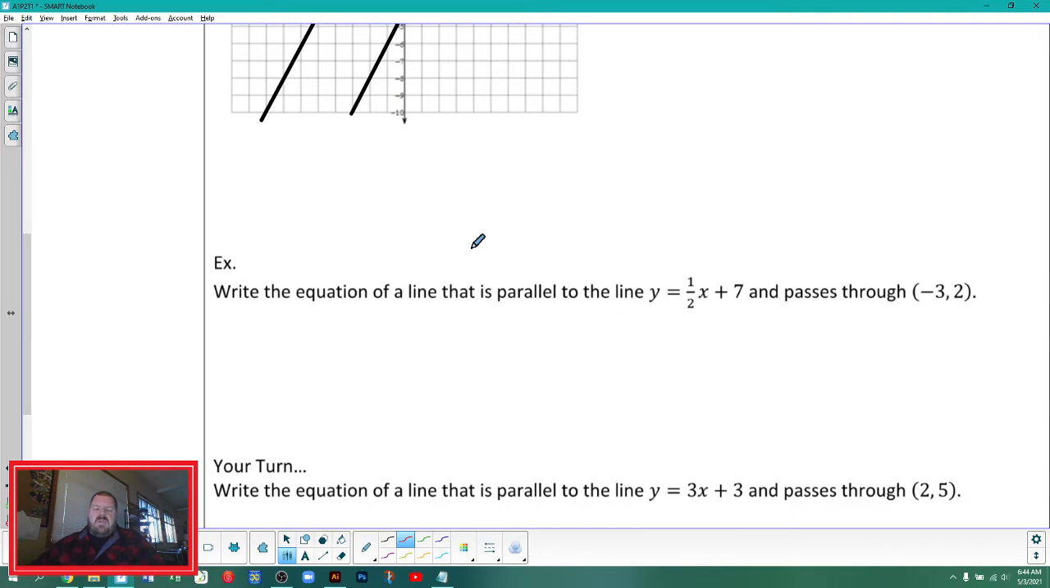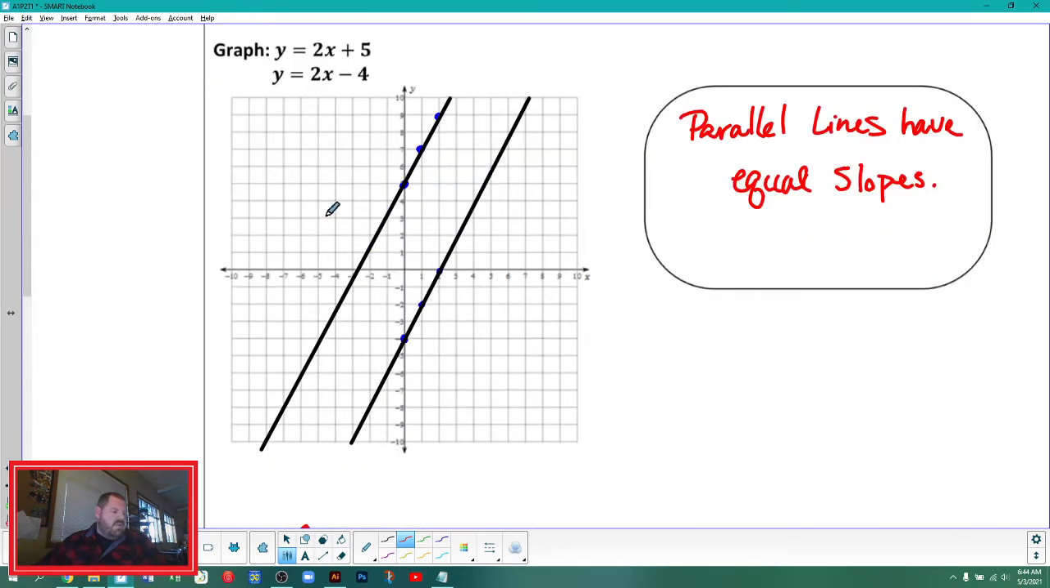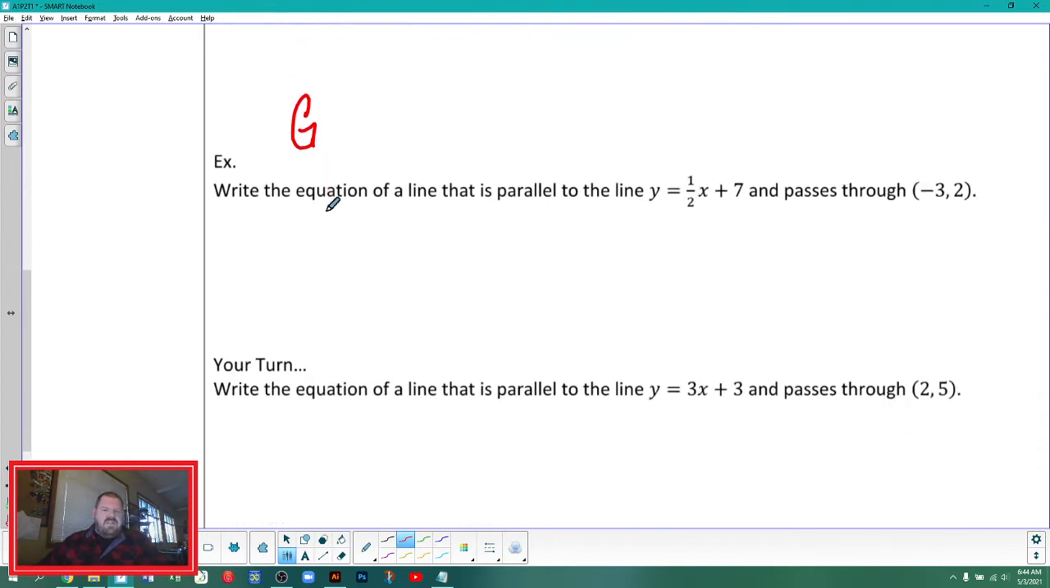So when it comes to writing the equation, all these problems really turn into the thing that we talked about in 6.1. These all turn into given a slope and a point. That's what all these problems really turn into.